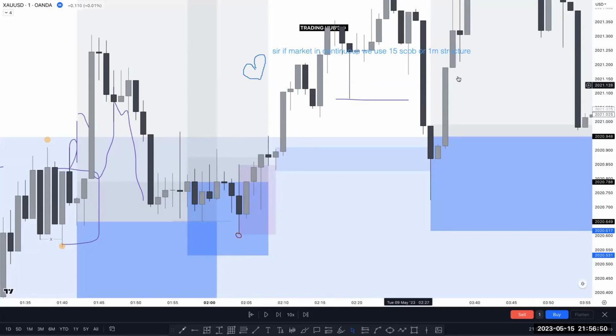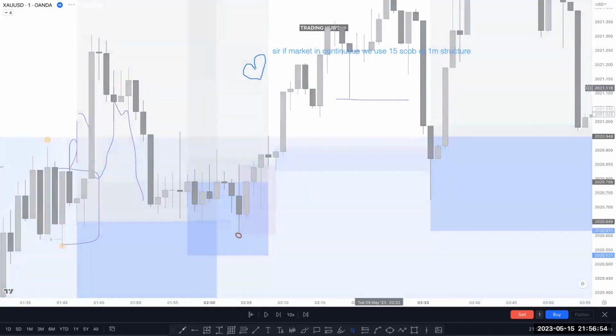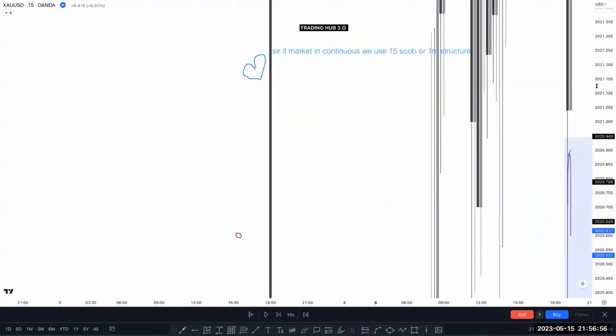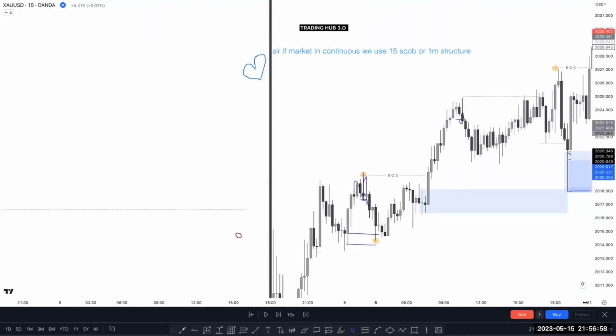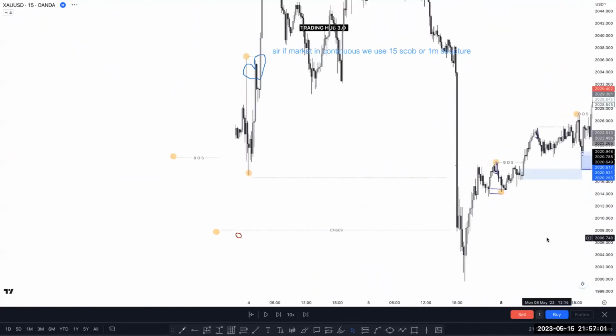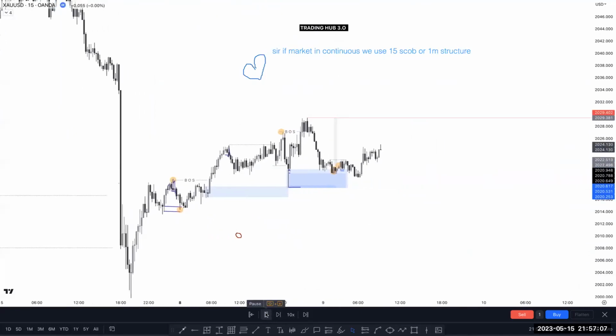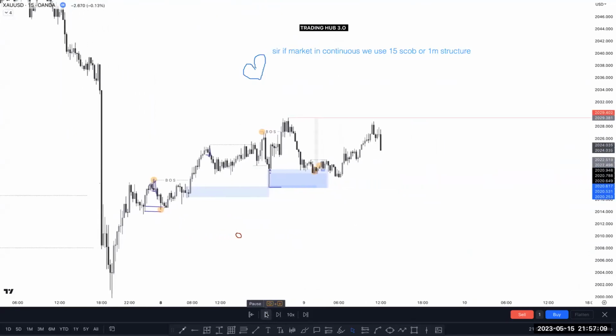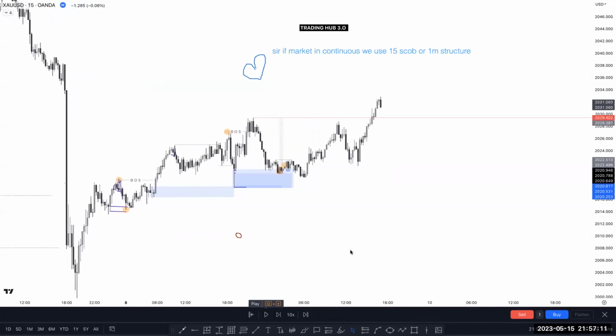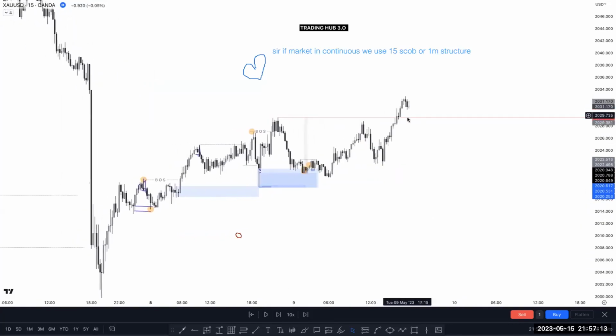Confusion with internal structure. Sir, internal structure and external structure are both similar. You have to follow the same rule, the same principle. Look at this one. It took out the inducement, tapped here and continued going higher high. Again, it broke the high. You have to wait for it to take out the inducement and again go higher high like this.